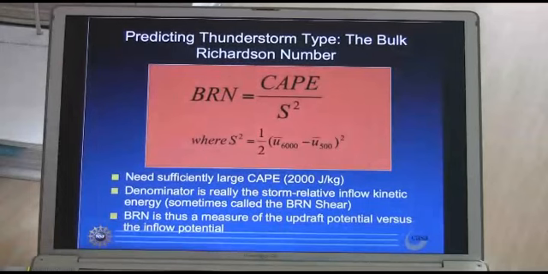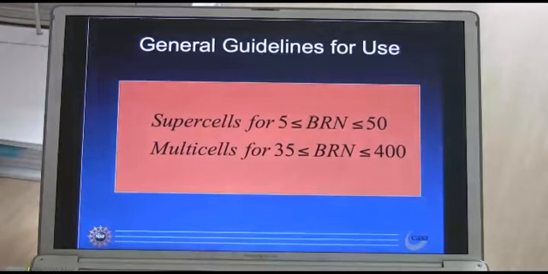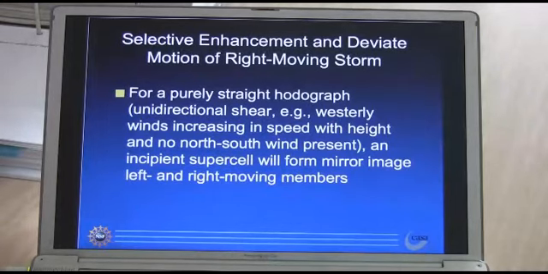Okay, and I actually had a master's student that did a wonderful piece of work looking at this very point of the BRN and the helicity and how useful they were separately or together. And we actually never published it, unfortunately, but it was a very good study. If you're interested, I'll be happy to tell you about that.